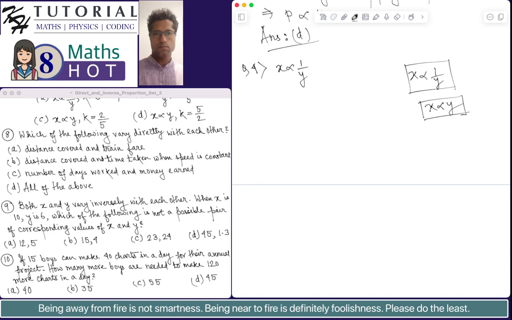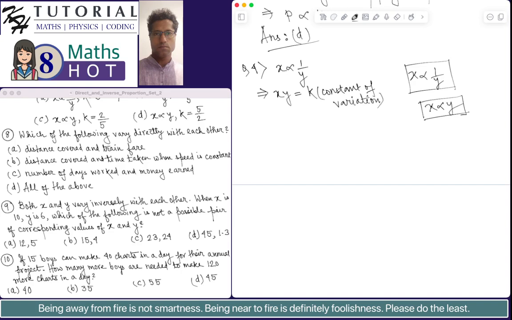So in this problem, it is given that both x and y vary inversely with each other, so we have x varies inversely with y. Now when x is 10, y is 6. Which of the following is not a possible pair of corresponding values of x and y? Now we know that when two quantities x and y vary inversely with each other, the product of them will be a constant. That is, if we consider corresponding values, the product of all the corresponding values will be the same constant value. And the constant value is known as the constant of proportion or constant of variation.